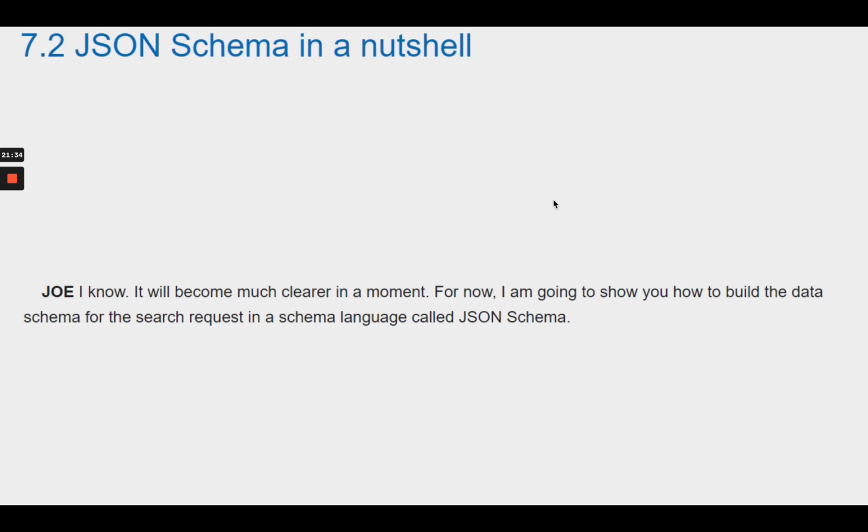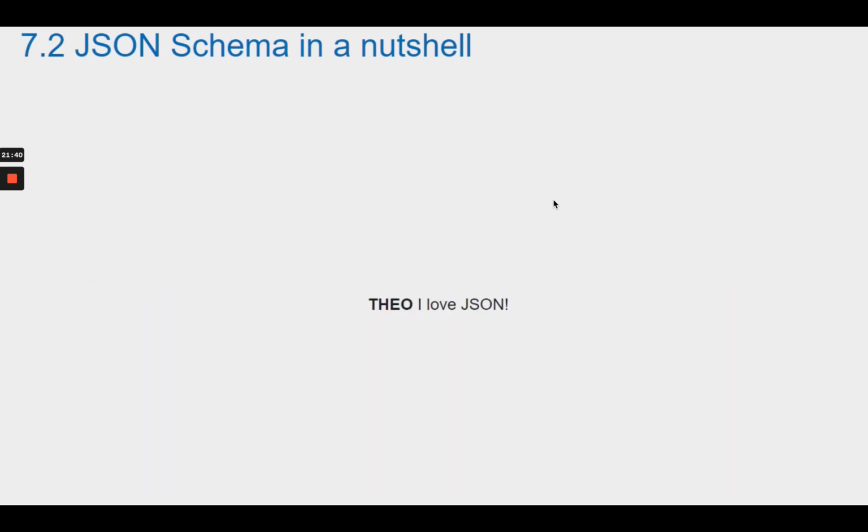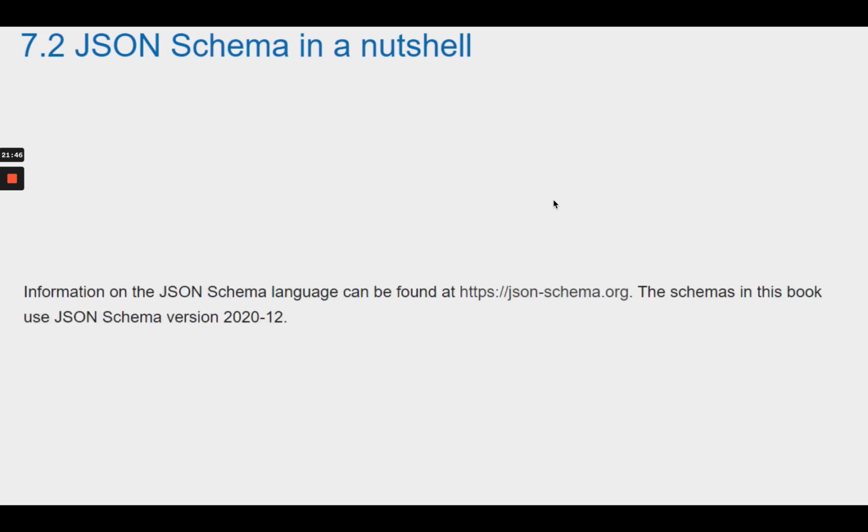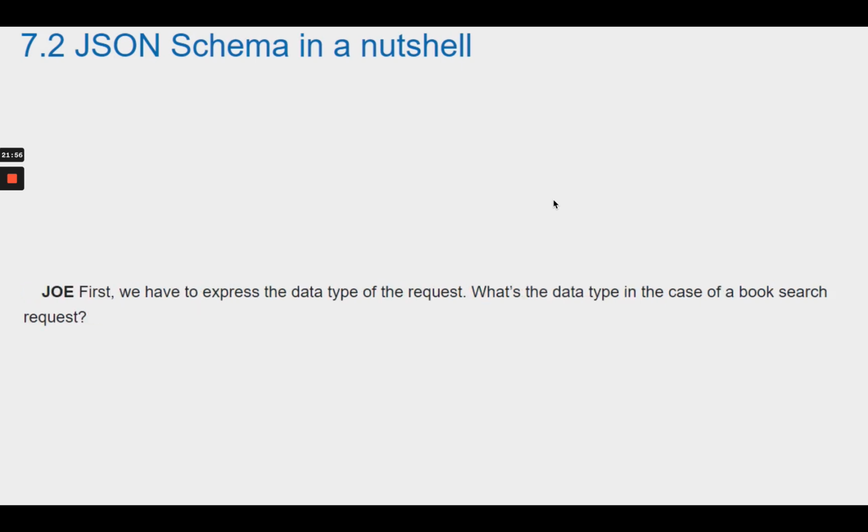Joe: For now, I'm going to show you how to build the data schema for the search request in a schema language called JSON Schema. Theo: I love JSON. Note: Information on the JSON Schema language can be found at json-schema.org. The schemas in this book use JSON Schema version 2020-12.